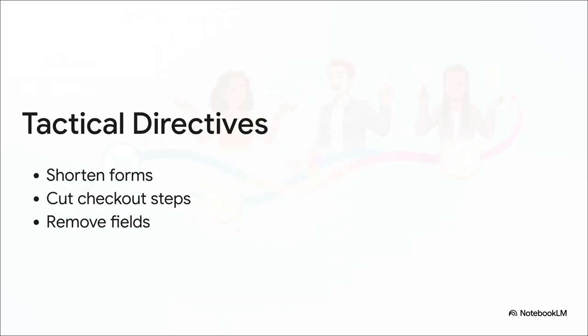So the crucial point is this definitive checklist for cutting friction, pulled straight from the blueprint. Shorten forms. Cut checkout steps entirely if they aren't strictly needed. Remove unnecessary fields and eliminate all distractions. Listen, if a data field isn't absolutely critical to processing the transaction or delivering the product to the customer, it has to go. It really is that simple. You must prioritize the user's ease of completion way above your desire to collect extra data points.